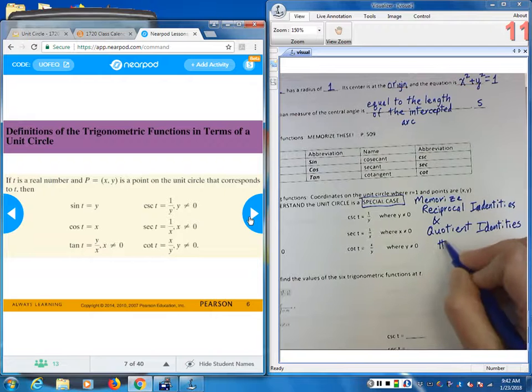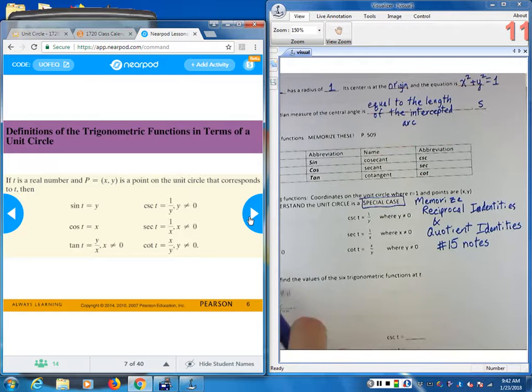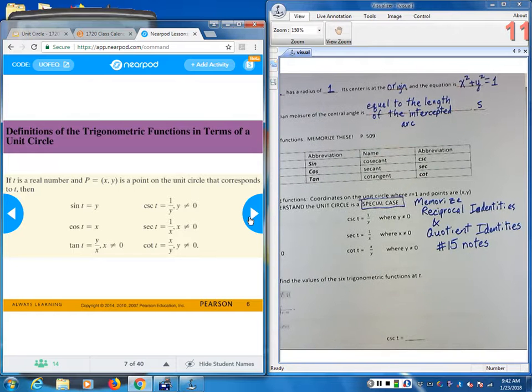From number 15 in our notes. So number 15 in our notes is, if you memorize number 15, you'll be able to figure out all of these, if you know that sine of t is y and cosine of t is x.